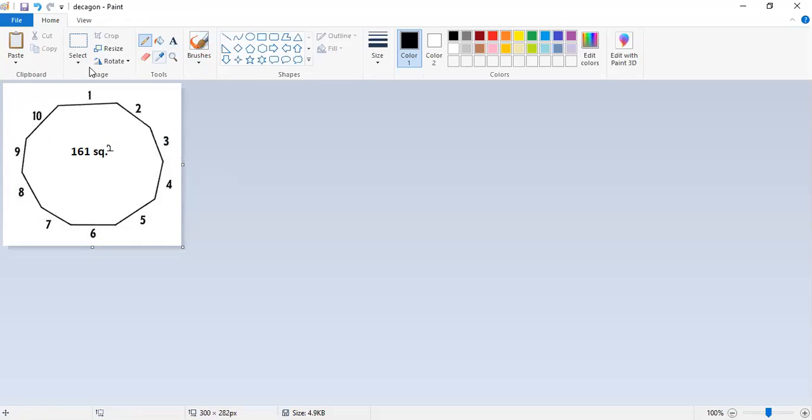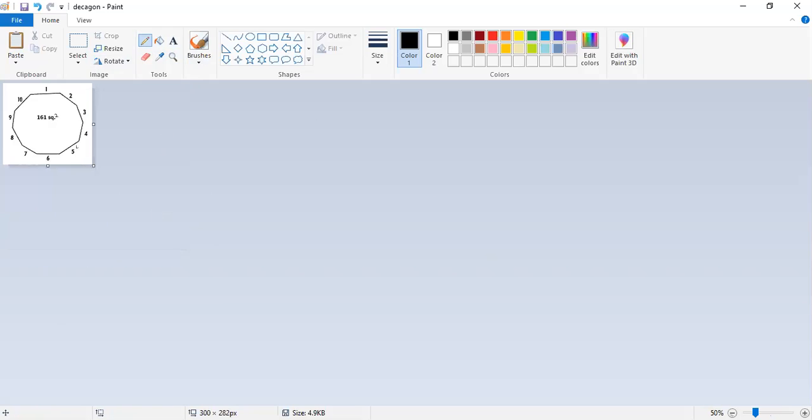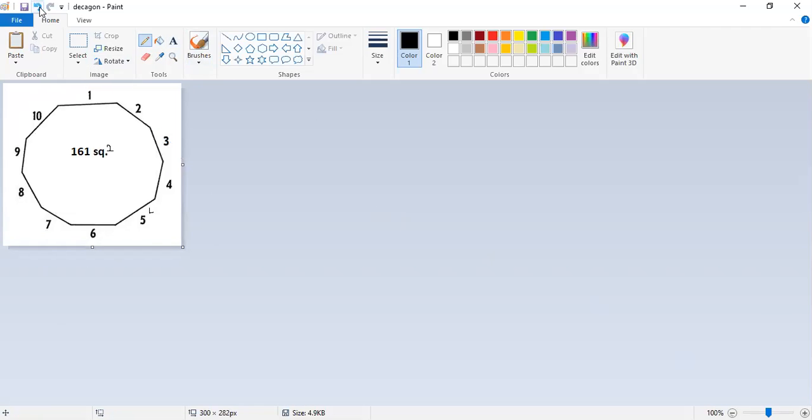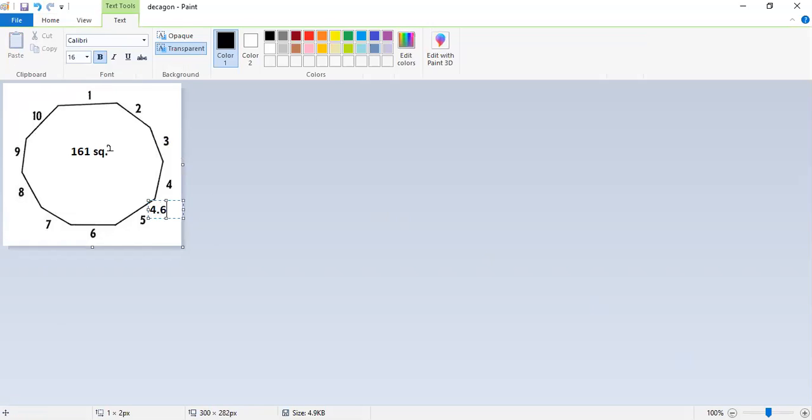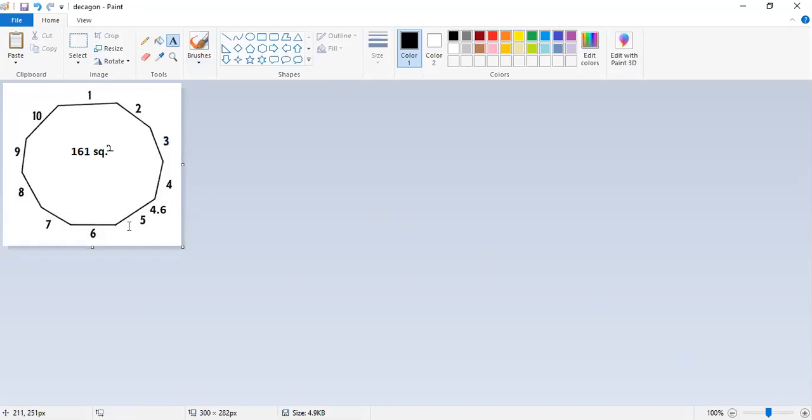This is going to be the area of the whole figure. It's going to be 161 square inches. And then they said the side length is 4.6. So the length of one side is going to be 4.6. Now don't consider these numbers which are written because they are the sides of the figure. So we will consider only the side of one of the figure. That's going to be 4.6. The side length is going to be 4.6.